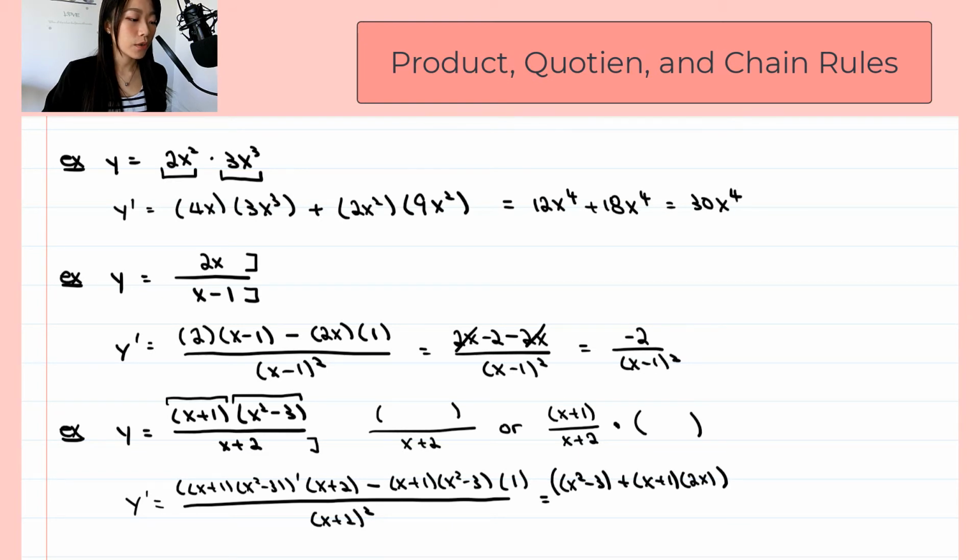Then we can continue the rest of the equation. So this times x plus 2 minus x plus 1 times x squared minus 3 over x plus 2 squared.